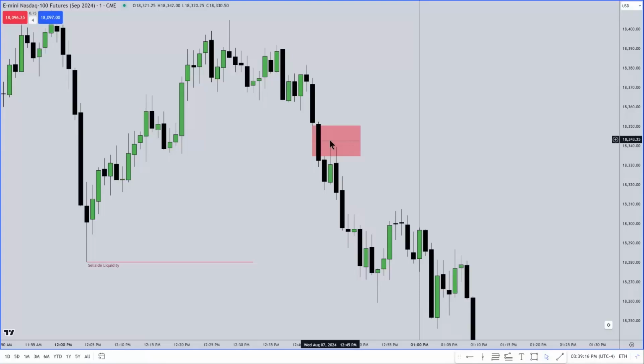For someone that knows what they're looking for, that tells me that when this candle closes, all I need to do is see it move away and come back up and touch the bottom of that, and that's a bearish order block.